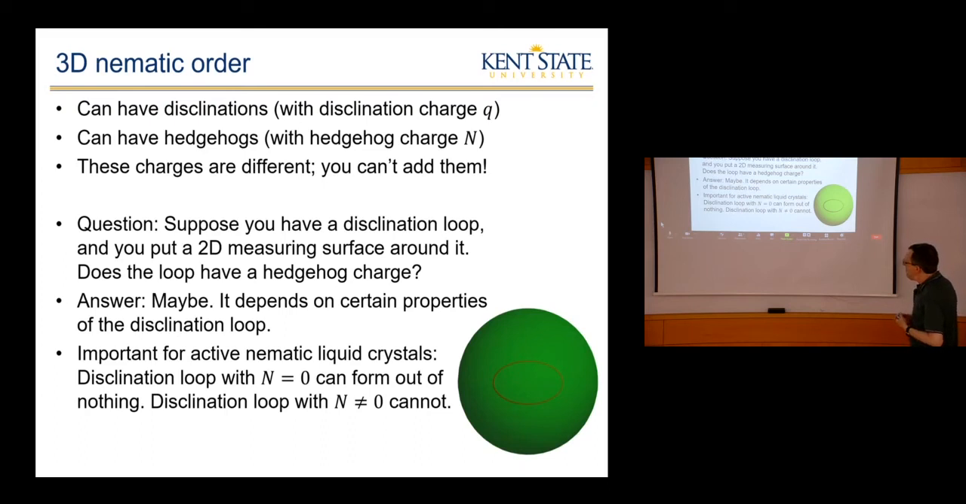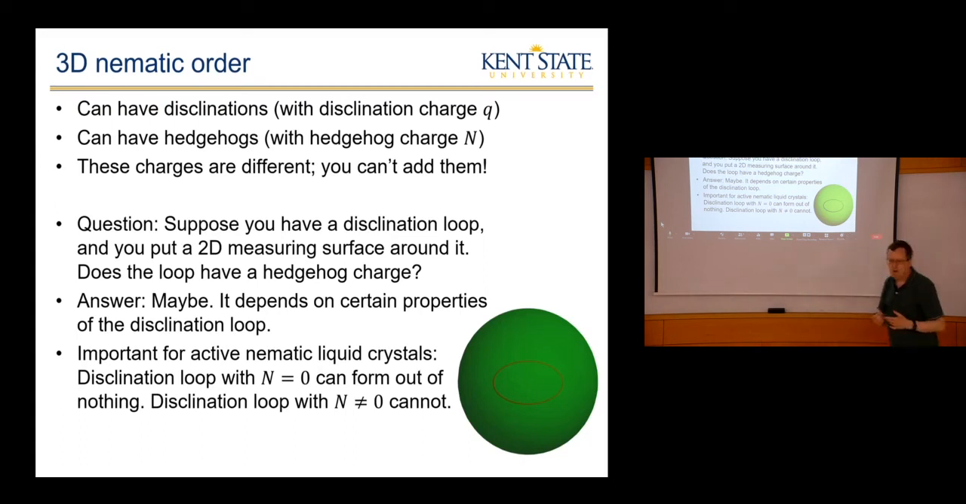But one interesting relationship that you can ask about is to say, suppose you have a disclination loop like this, and you put a great big two-dimensional measuring surface around it. So Yoav was earlier asking about what if you get a straight disclination? And I said, no, you can't define that because you can't put a surface around it, okay? But if the disclination is not straight, if it's closed in a loop, then you can enclose it by a great big sphere, okay? And then you can ask, does the whole thing have a hedgehog charge, right? By doing the integral over this green surface. And the answer is sometimes. There are different kinds of disclination loops, and some of them have a hedgehog charge and some of them don't.